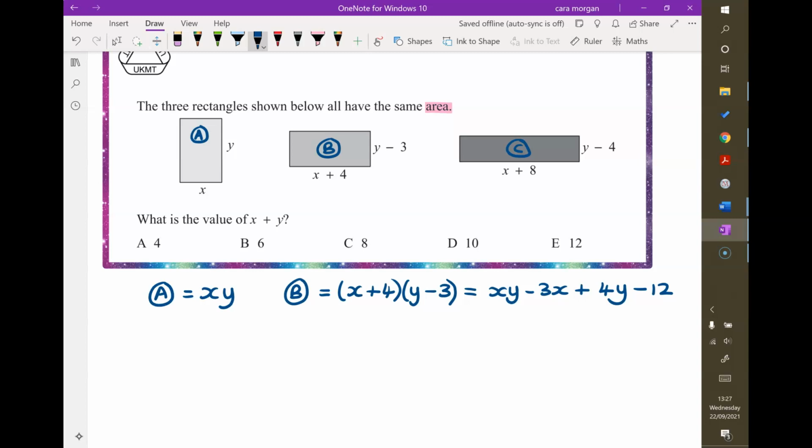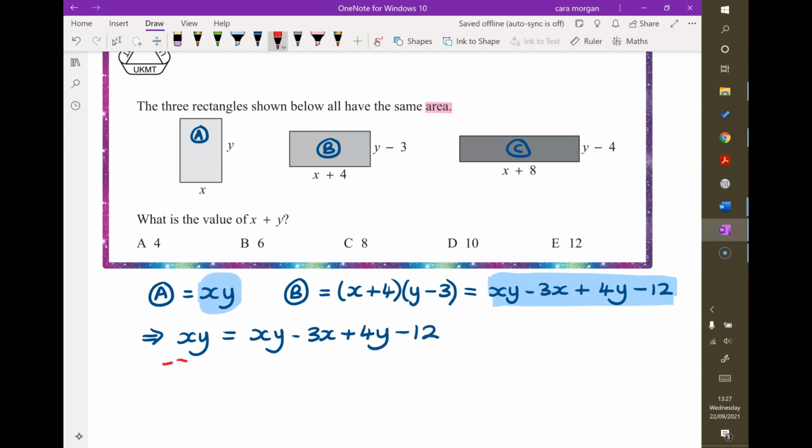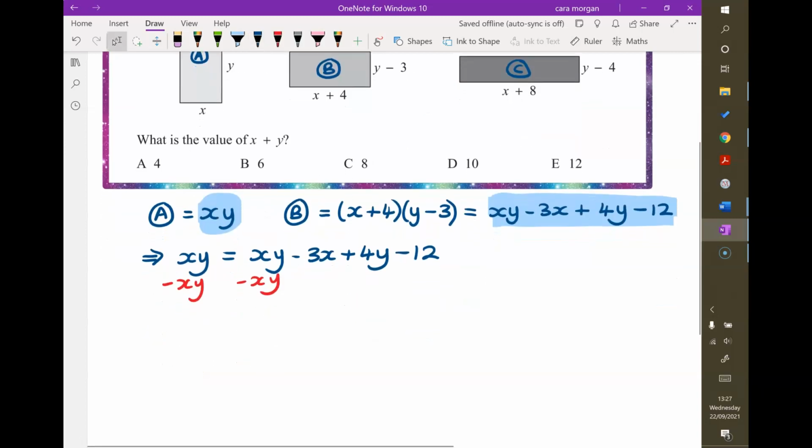Now, since I know that those two areas are the same, the area for A must be the same as the area for B. That implies that xy must be equal to xy minus 3x add 4y minus 12. I'm going to subtract xy from both sides, because I want to keep the balance between the sides of my equation, and I can see that 0 must be equal to negative 3x add 4y minus 12.